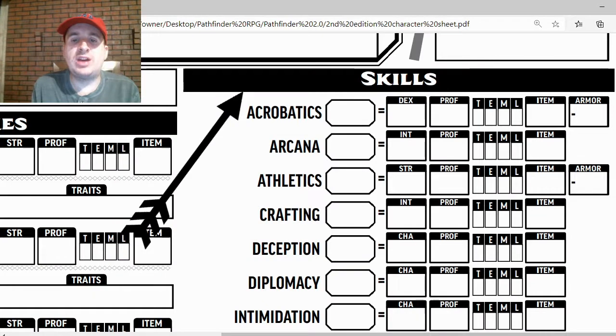Now we need to talk about the skills section. Skills are abilities that anyone in real life could use. For example, the athletic skill lets you do things like break down doors and climb ropes. The acrobatic skill lets you do things like squeeze through tight holes or balance on uneven surfaces. That kind of thing. There are many, many others, but I will cover all of them when I get to my skills video.